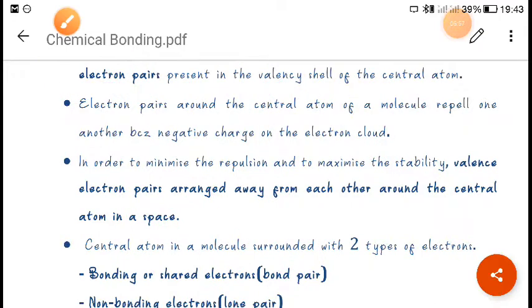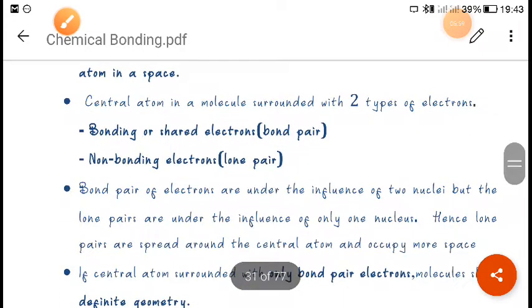Now next, we can say the electronic repulsion between the two pairs of electrons will be minimized, or we can say that the electronic repulsion between the two pairs of electrons will be minimum if they are as far apart as possible.